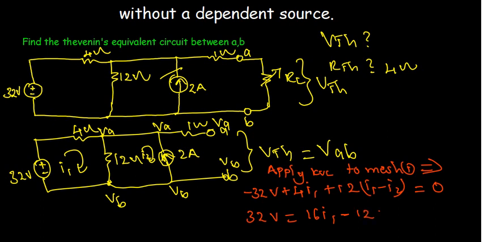We know from here that I2 is equal to minus 2 amps. So we can put it here, and I1 becomes 0.5 amps. So VAB becomes 0.5 amps times 12, which is 6 volts.